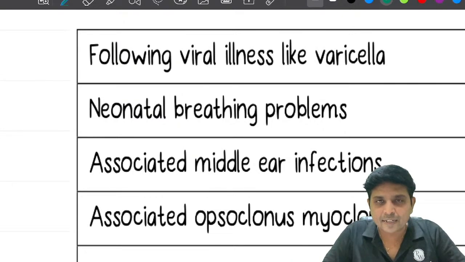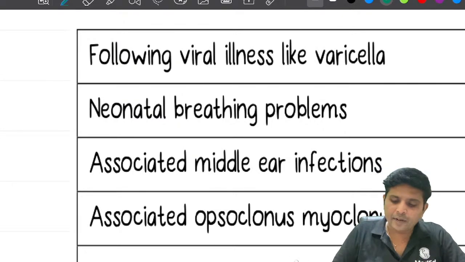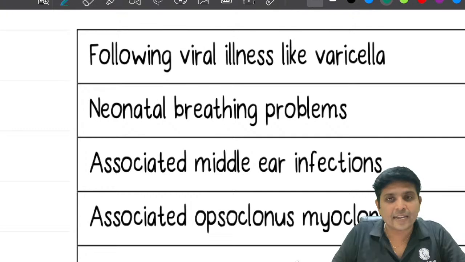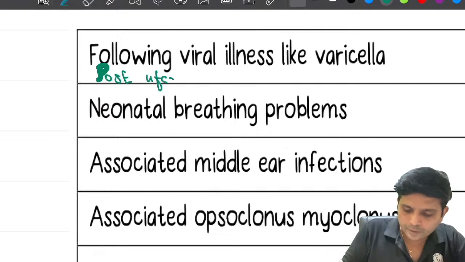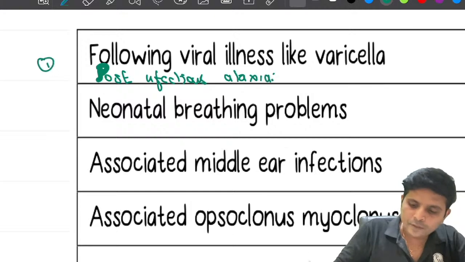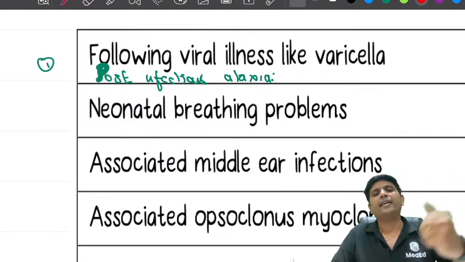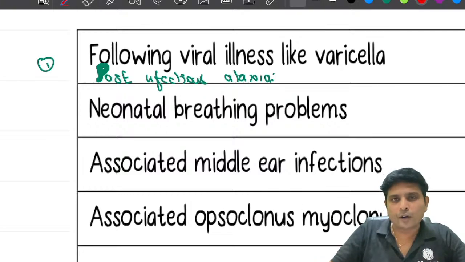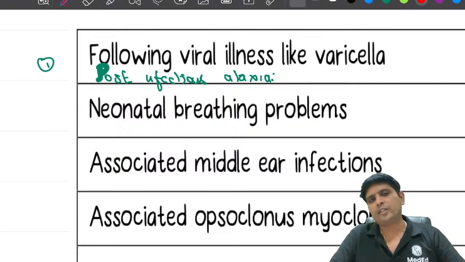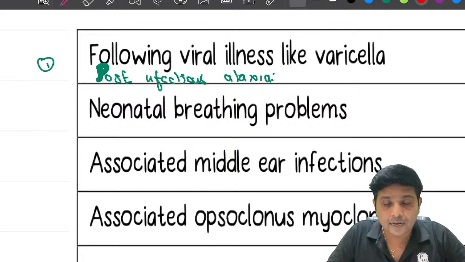As we have discussed already, most commonly it follows a viral-like illness. So what is this? As we discussed already, it is post-varicella or post-infectious ataxia, no treatment is necessary. One. Second point, what other case scenarios you need to know?